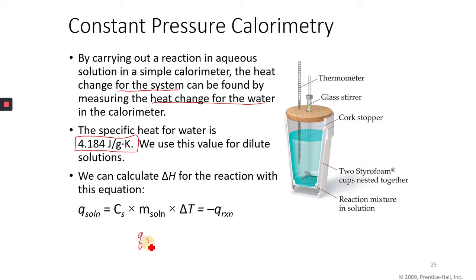Basically, your Q of the solution is going to equal negative Q of the reaction. Whatever heat the reaction is losing, the solution is gaining. Or whatever heat the reaction is gaining, it's taking from the solution. So we use this negative sign to show that. What one loses, the other gains.